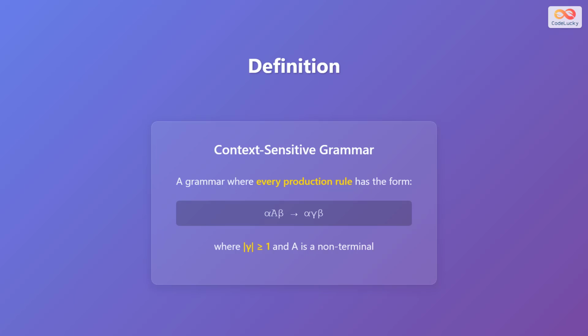A context-sensitive grammar is defined as a grammar in which every production rule has the form alpha A beta produces alpha gamma beta. Here, the length of gamma is greater than or equal to 1, and A is a non-terminal symbol. This means that the replacement of a non-terminal A depends on the context provided by alpha and beta, and the production must be length non-decreasing.